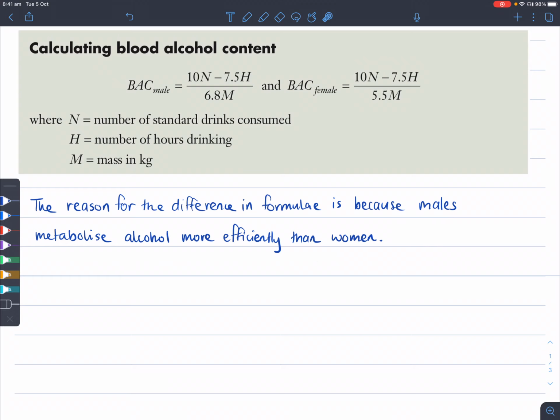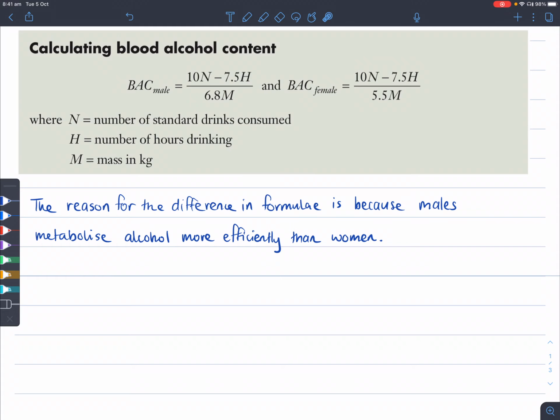So given the same number of standard drinks and number of hours spent drinking for both male and female, so the N and the H values are the same, and the masses are the same as well, let's just say all 3 things are the same, then the BAC of a male will be less than a female. So basically, a female can easily get drunk more than a male.